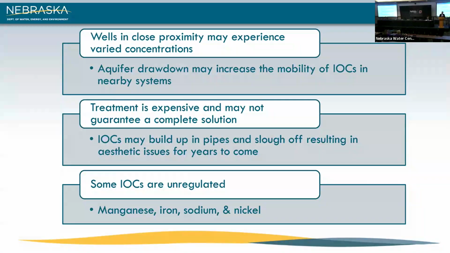Wells that are in close proximity to each other are under the influence of drawdown for nearby wells. This can affect varied concentrations in IOCs. Treatment plants are obviously a very expensive feat for community water systems to take on and may not be the complete answer to the problem. IOCs have a tendency to build up in pipes and slough off even after treatment for years to come. And of course, some IOCs are not regulated, such as iron and manganese, which causes problems because we don't have the authority to require action be taken. This is why we are working on developing these strategies, which we'll now cover in the next few slides.